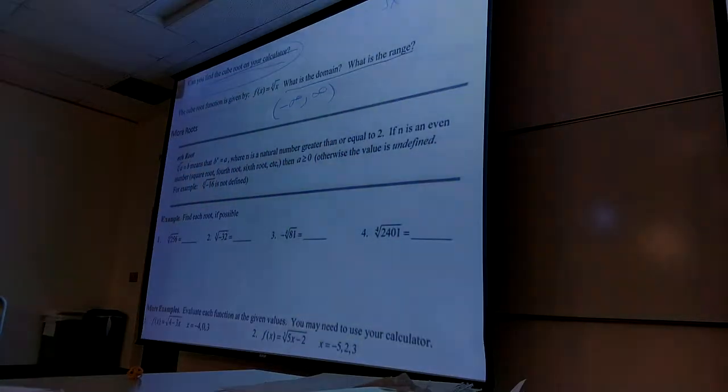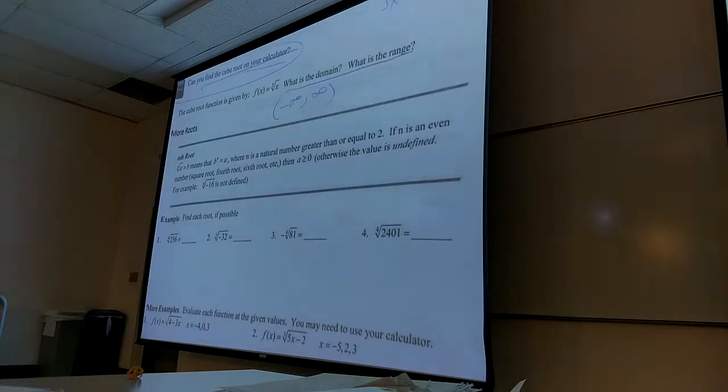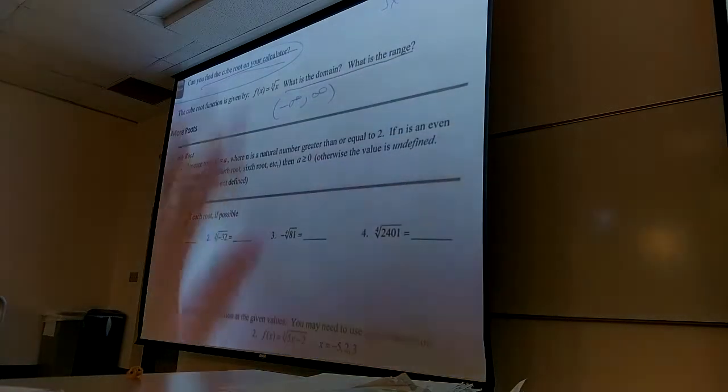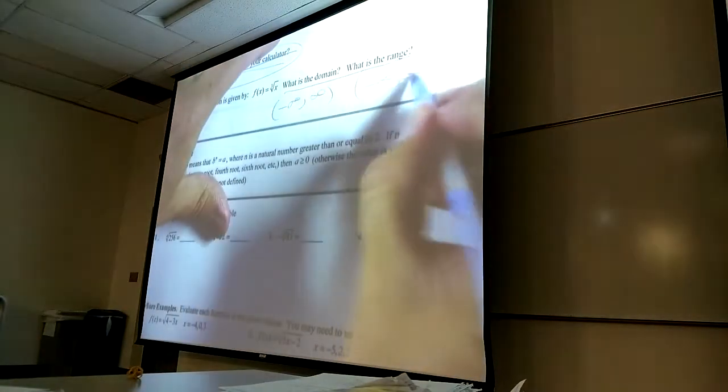And what's the range? All real numbers, because I can get all the positives. The cube root of 8 is 2, the cube root of 27 is 3, and so forth. I can get them all, and I can get all the negatives going the other way. So the range is also all real numbers.